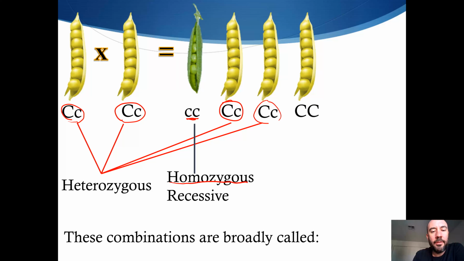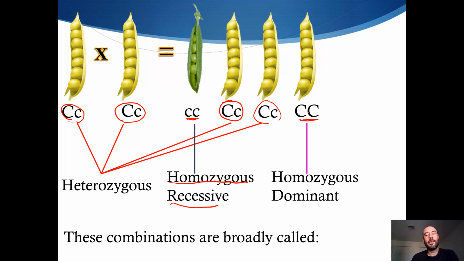And if it's a recessive or a small letter, that's recessive. So homozygous recessive, and this, because it has two of the same size letter, that's also homozygous, but these are big C's, so that is homozygous dominant, okay? So you have heterozygous, homozygous recessive, and homozygous dominant.